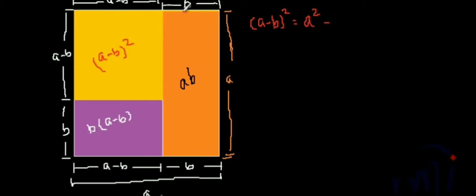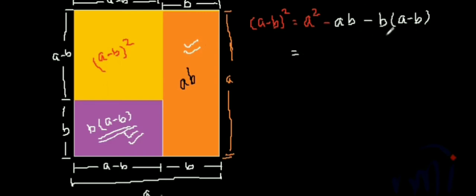So if from the bigger square I remove this area and this area, we will get the area of the square whose one side is equal to A minus B, right? As you can see, I have written A square and then we have to subtract this area, that is minus AB, right? And then we have to subtract this area also, that is minus B multiplied by A minus B, right? And to simplify this, let me open this bracket. Let me multiply this minus B inside the bracket.